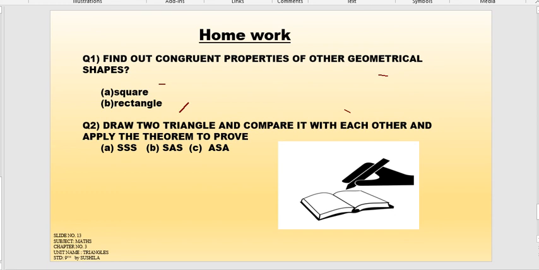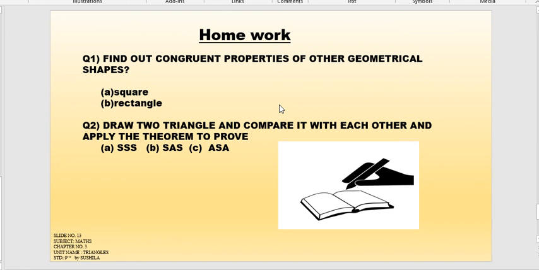After completing all the chapters, the activity part and the theorem part for congruence of triangles, we have come to the end of our session. After this explanation, it's time for your homework. You have to do two questions. The first is to find the congruent property of other geometrical shapes. Similarly to what I have shown you in this activity with two triangles, you have to find out whether other shapes like a square or rectangle also have the congruent property or not, right? Question number 2 is to draw two triangles.